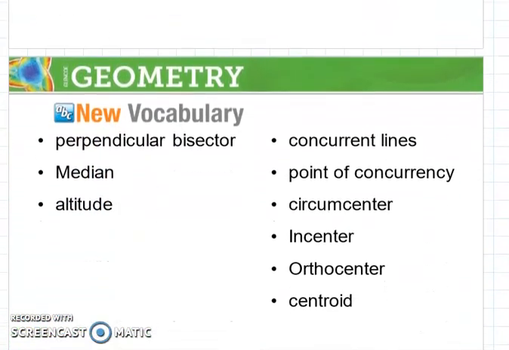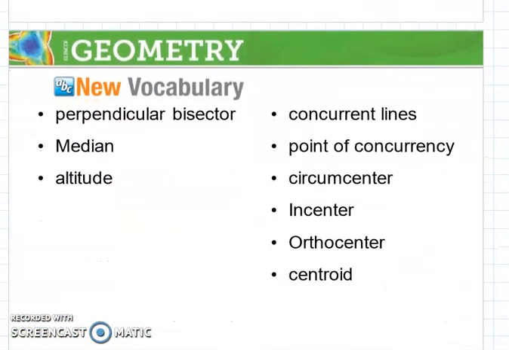So here's the summary. Perpendicular bisector goes with circumcenter. Median goes with centroid. And then you've got altitude. The altitude goes with the orthocenter. And the last one, the incenter, goes with angle bisectors.